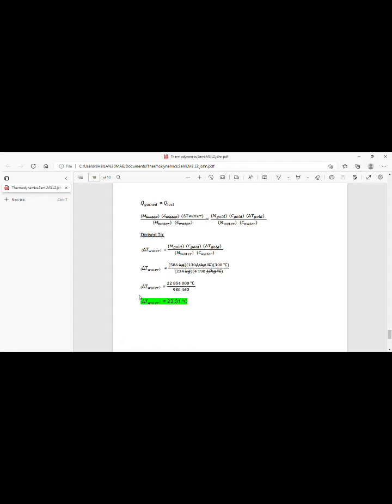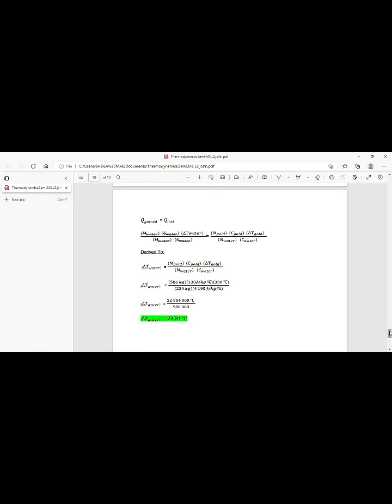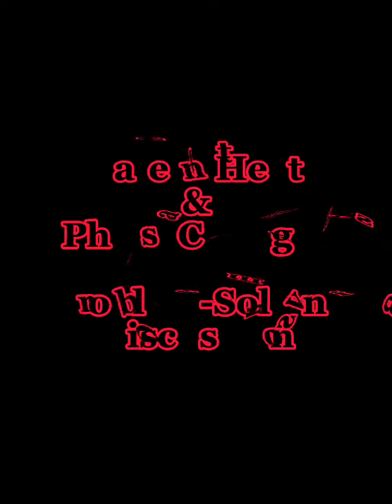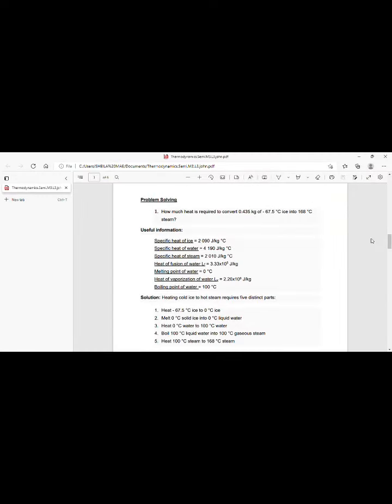Okay, and now we're going to proceed to our latent heat and phase changes, because we are already done in our calorimetry. Okay, here we are in our latent heat and phase changes problem solving, because we are already done in our heat energy and also our calorimetry. Now I am going to explain to you my sample problem solving in our latent heat.